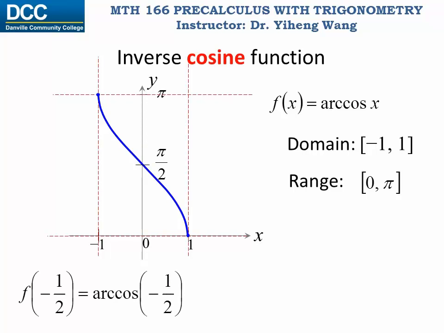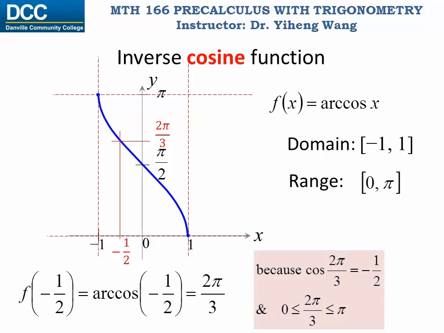So, for example, if I want to evaluate f(-1/2), which means that I want to find out the value of arc cosine -1/2 from the graph, I can read the y-coordinate of 2/3 pi, which indicates that arc cosine -1/2 equals 2/3 pi. Once again, this is not only because cosine 2/3 pi equals -1/2, but also because 2/3 pi is between 0 and pi. Once again, these two conditions must be satisfied simultaneously.